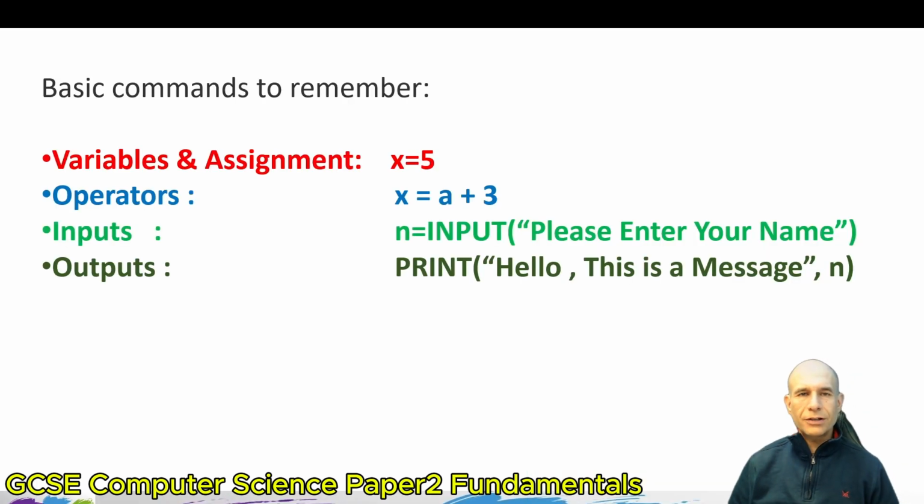All right, so there are 3 very basic commands that we need to remember. There is one which is called variables and assignments. So always we have variables and we assign some information to our variables. Remember, variables are those little containers or baskets that we store some information inside. To store or assign information inside the variables, we use one single equal sign.